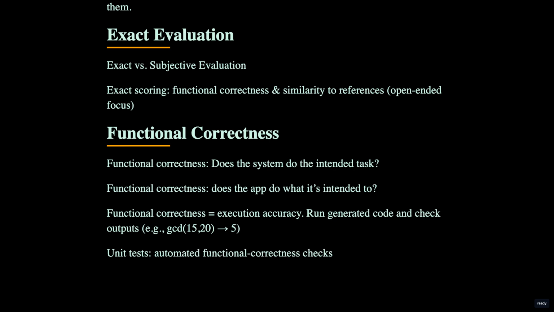Before AI-assisted coding, verifying functional correctness was standard practice. Engineers run unit tests that execute code in many scenarios to ensure expected outputs. This is exactly how coding platforms like LeetCode and HackerRank validate submitted solutions.